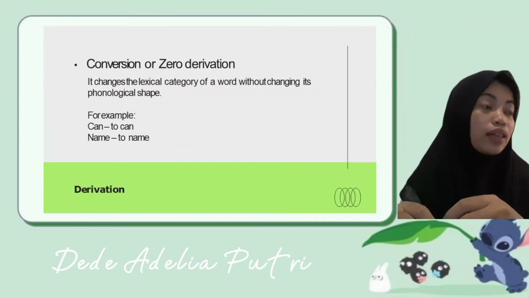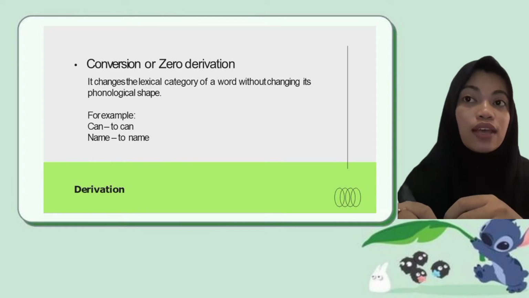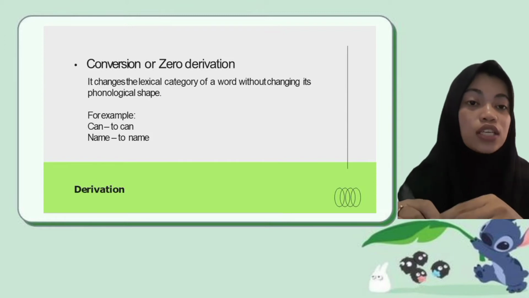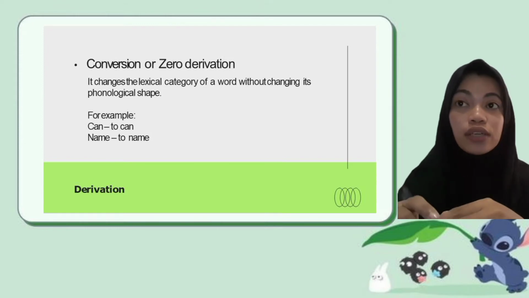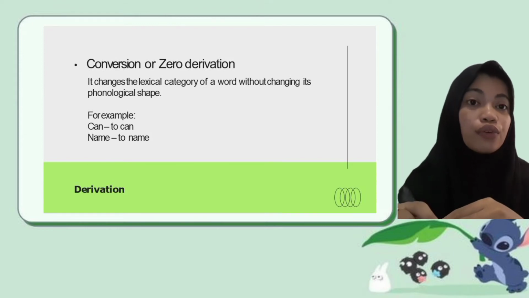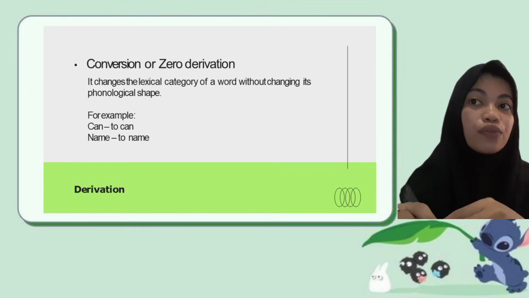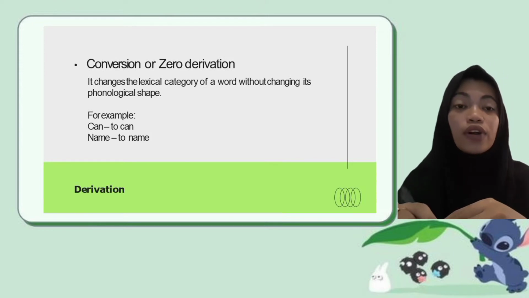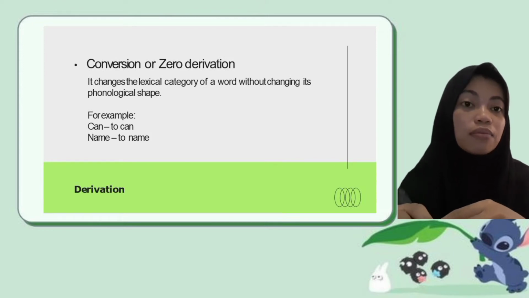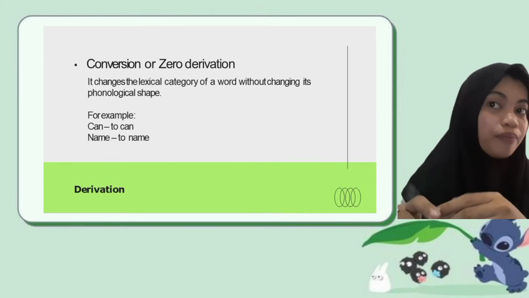Okay, now we will talk about conversion or zero derivation. In linguistics, conversion, also called zero derivation or null derivation, is a kind of word formation involving the creation of a word of a new word class from an existing word of a different word class without any change in form, which is to say derivation using zero only. For example, can becomes to can, and name becomes to name.